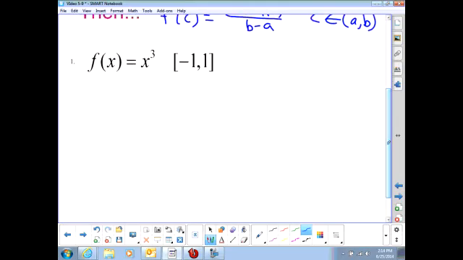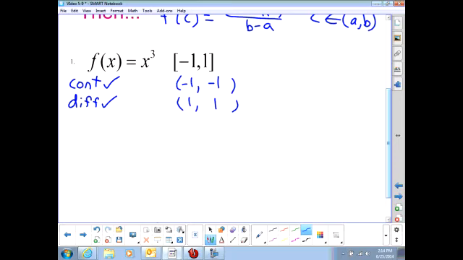So let's try this first example. It's continuous, because it's an x cubed, and it's also differentiable. So we know we have negative 1 as one x value. We've got 1 as one x value. Let's find the y values that go with them. Negative 1 cubed will give us negative 1 back. 1 cubed will give us positive 1 back.